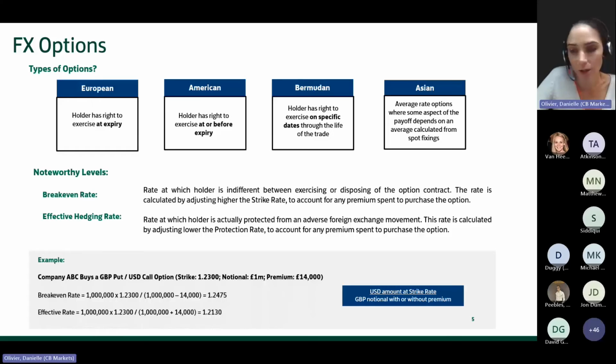And an Asian option is where the benefit of the option is determined on the expiry date, but it's dependent on an average of a specified rate throughout the life of the option, as opposed to the spot rate in the previous example.